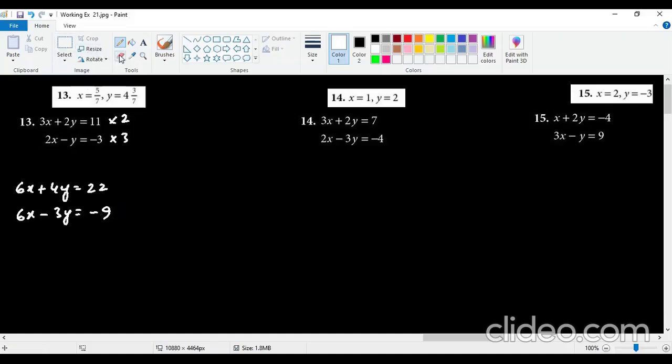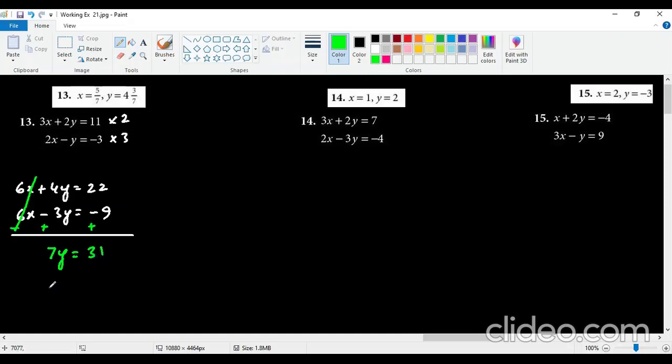Now I will subtract and change the sign. This is going to give us minus 6x plus 3y and plus 9. These two are going to be cancelled, and plus 4y and plus 3y is going to give us plus 7y, and 22 plus 9 is going to give us 31.